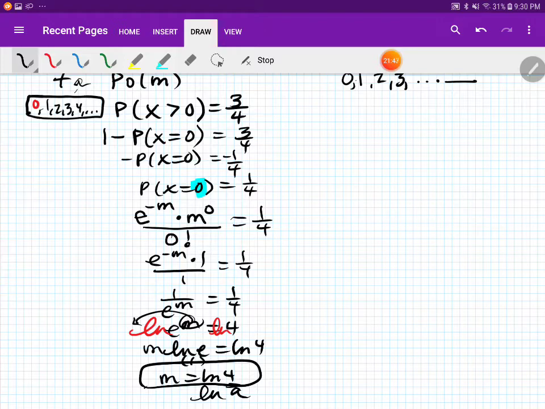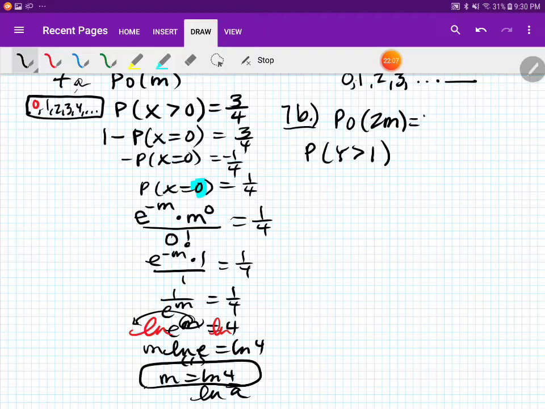The random variable y, okay, B. I wouldn't usually write B over here, but it'd be nice if we could see it all together. The random variable y has a different Poisson distribution. Its mean is 2m. How cool that it's not in a word problem. Find the probability that y is greater than 1, where m is the same m as in part A. So this is the Poisson of 2 ln of 4.